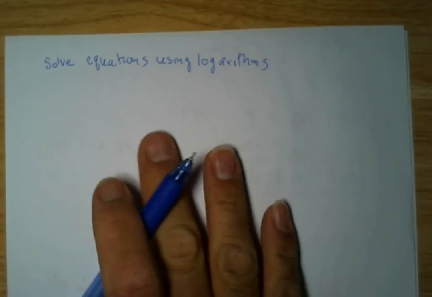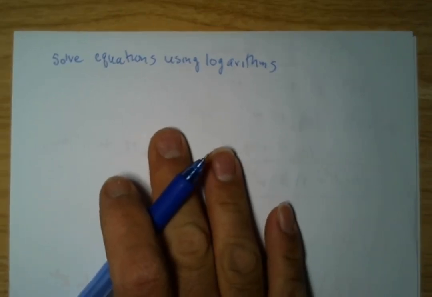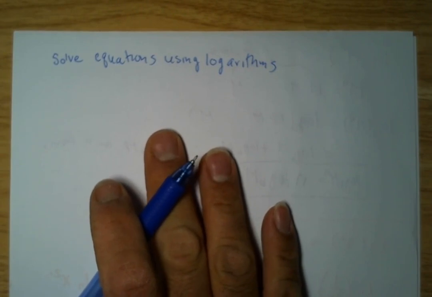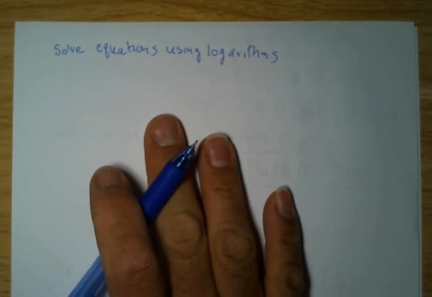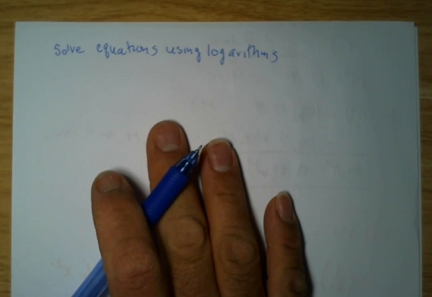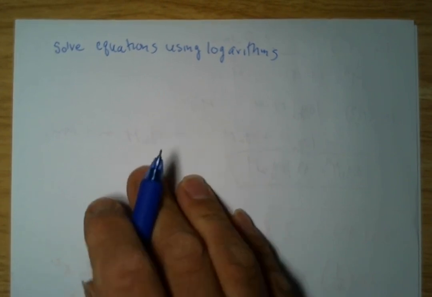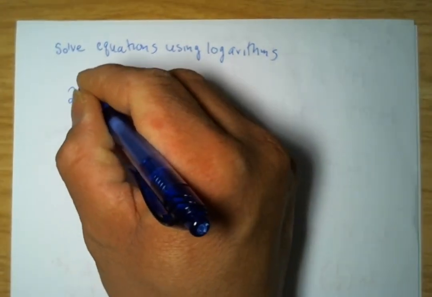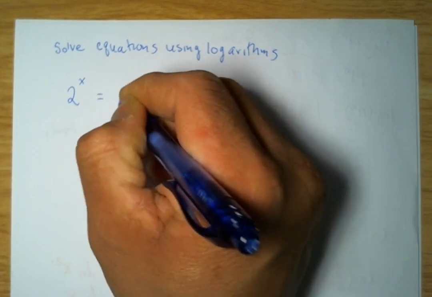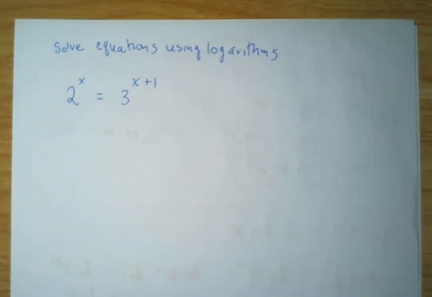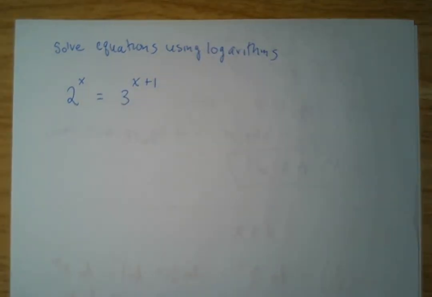Okay, so in this video, we're going to be going over solving equations using logarithms. Now, we've seen what to do when we have the same base, right? But what is going to happen when we have something like this? 2 to the x equals 3 to the x plus 1.